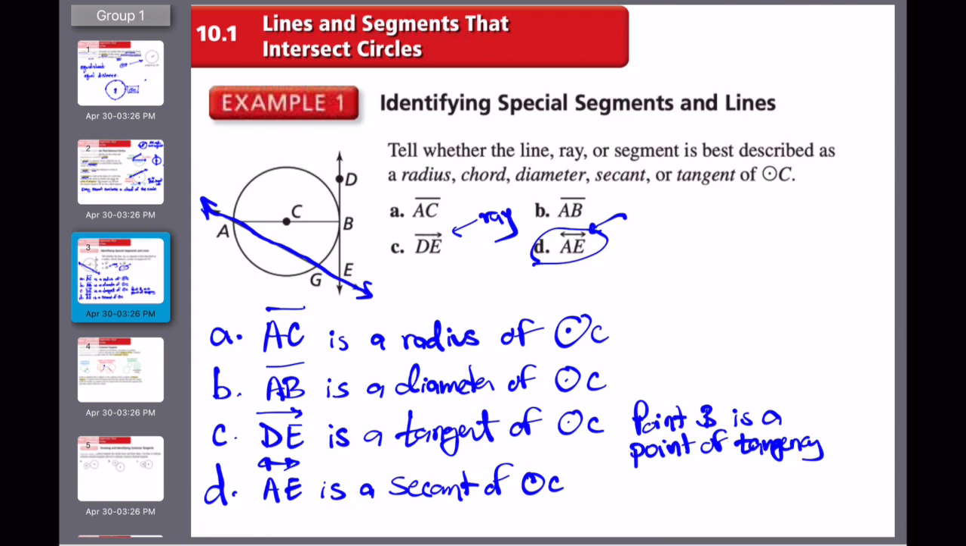And that secant contains a chord. The chord it contains is AG. Okay, so this was just taking the vocabulary that we saw on the previous slides and looking at an image, making sure we can identify these parts correctly. Again, that is an important step for the theorems we're going to learn, for the problem solving we're going to do.